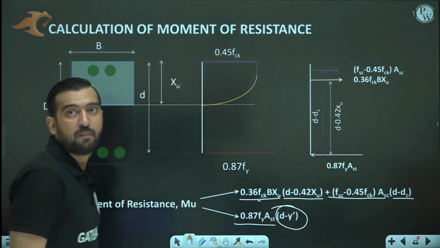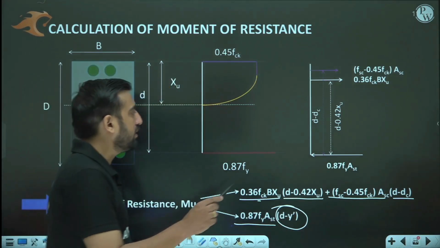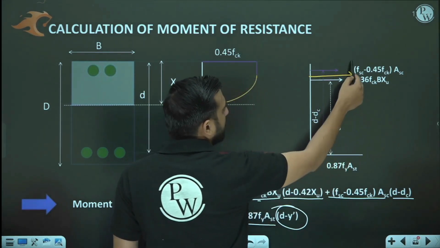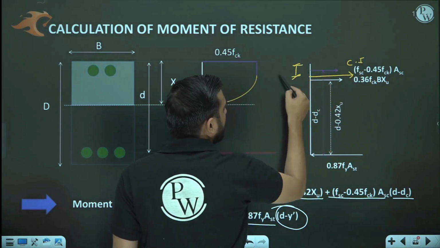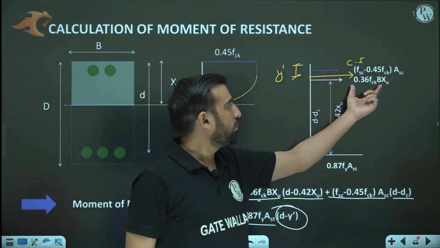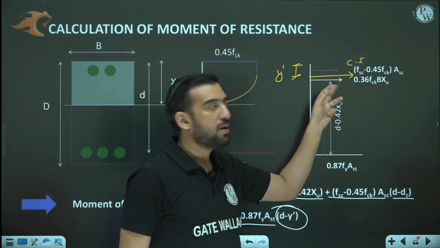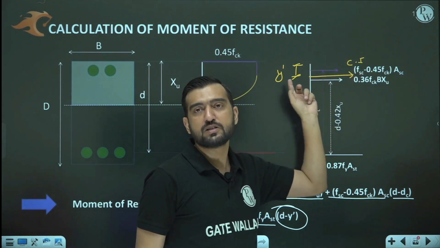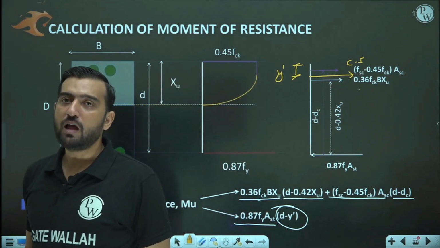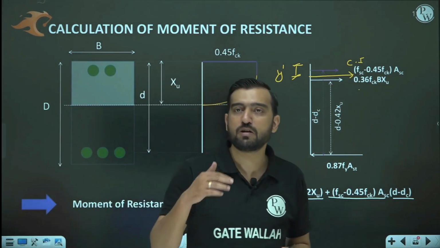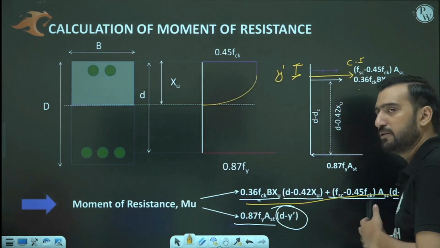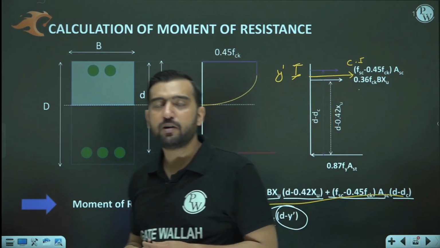What is y bar? My dear friend, y bar is the location of the net compressive force. For example, if the net compressive force is lying somewhere here, then you need to calculate this y bar. And in order to calculate the value of y bar, you need to know 0.36 fck b xu into 0.42 xu plus this quantity into dc dash, divided by this plus that. Then you are going to get the y bar. If you have to do that much work to calculate the value of y bar, then why can't you calculate the moment of resistance from the compressive side only? You are doing that much work.